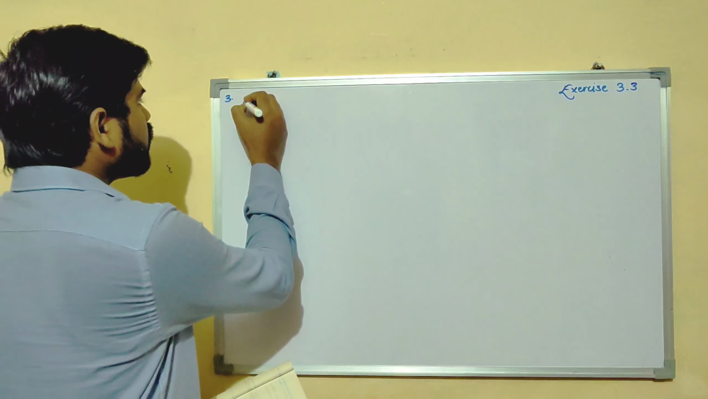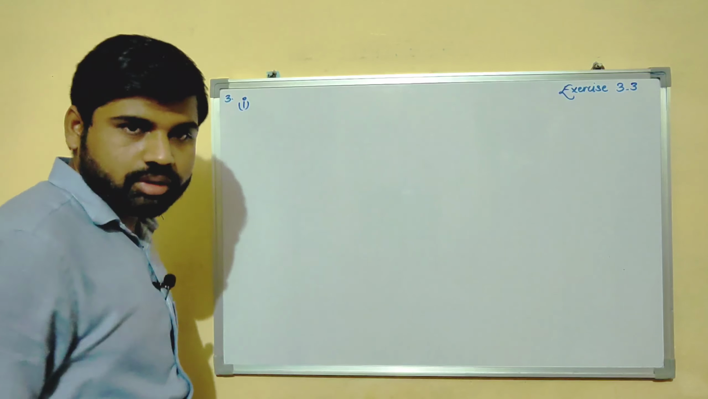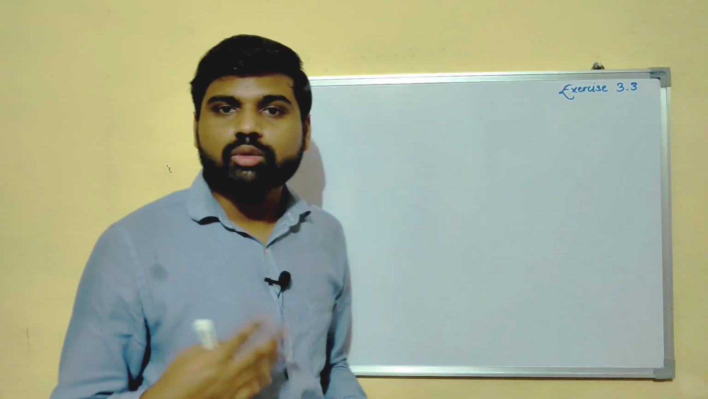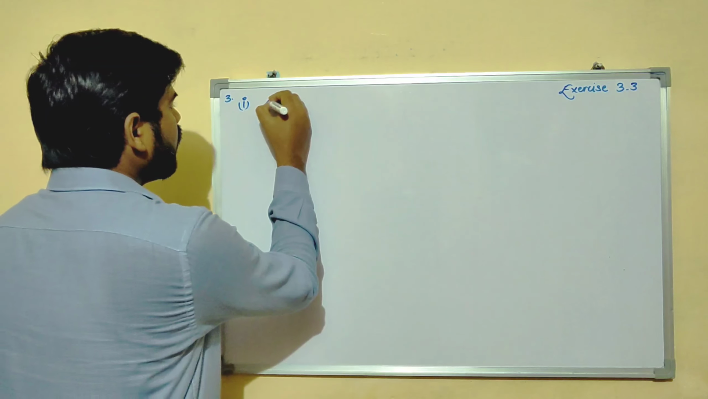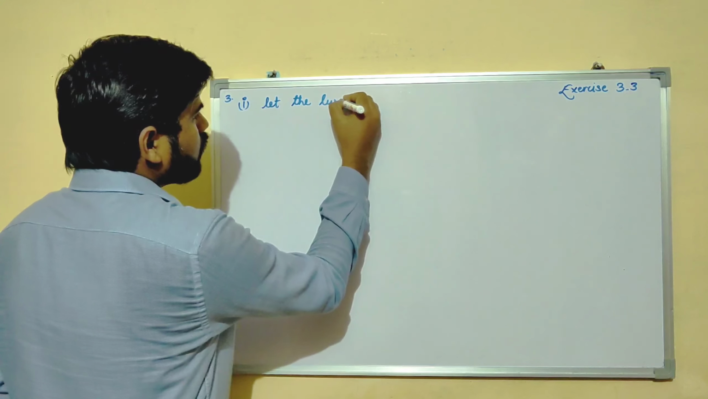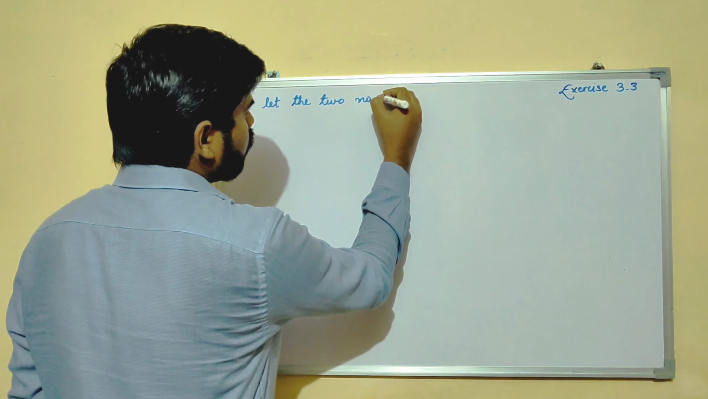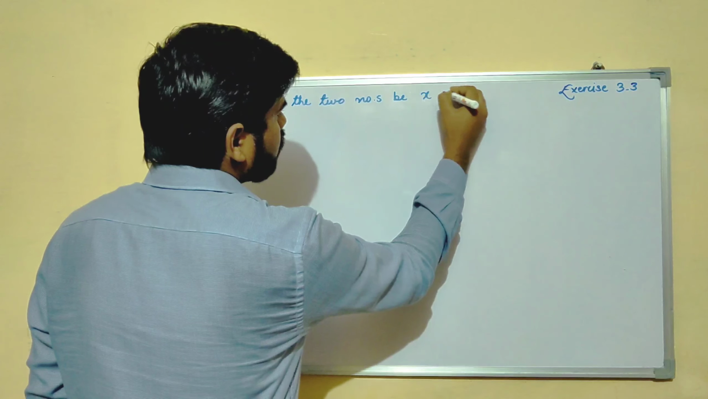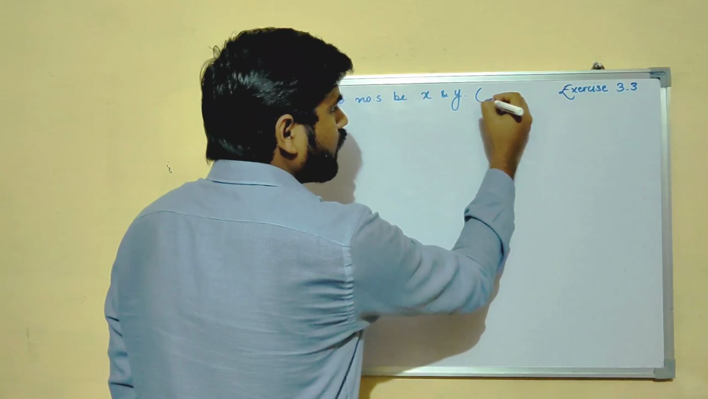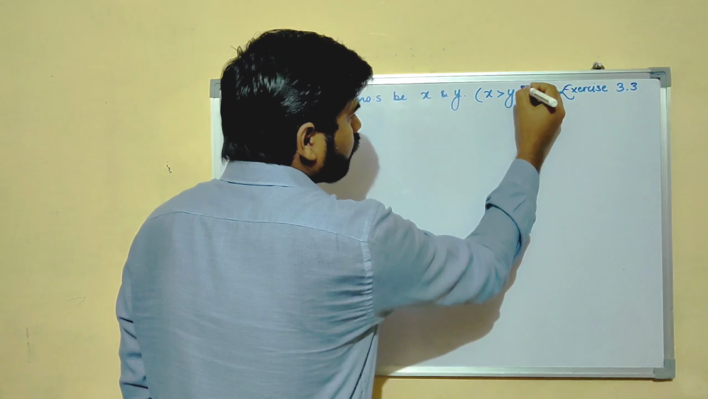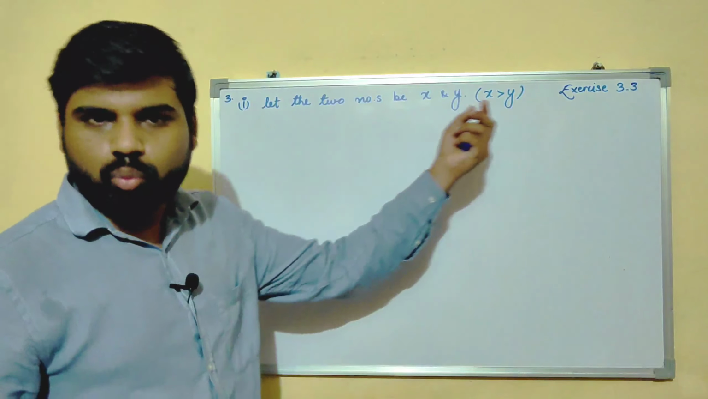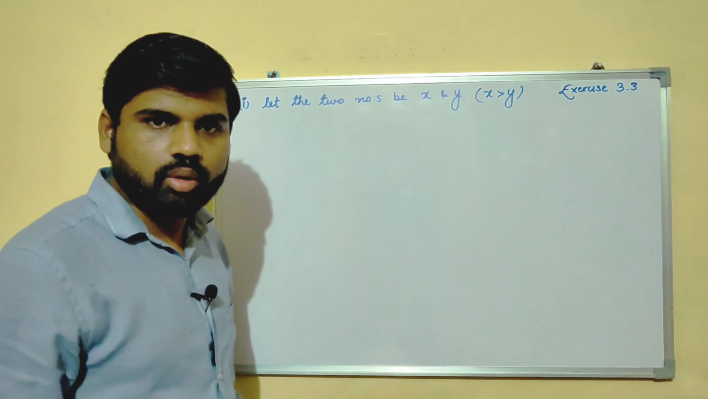Now for the first part of the third question, they are saying that the difference of two numbers is 26. So let us assume the two numbers. Let the two numbers be x and y. Okay, so let us suppose that x is greater than y. Okay, let us suppose x is greater than y. You can take y as greater than x also.